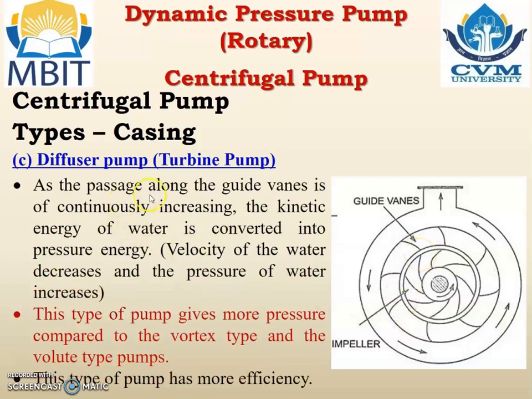As the passage along the guide vane is continuously increasing, the kinetic energy of water is converted into pressure energy, the velocity of water decreases and the pressure of water increases. This type of pump gives more pressure compared to the vortex type and the volute type pumps. And this type of pump has the highest efficiency compared to the other two pumps.